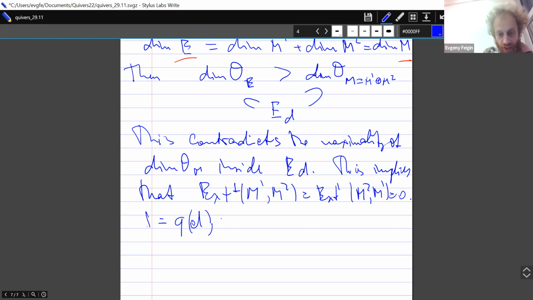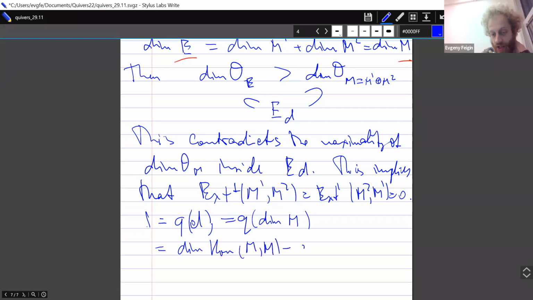So by definition, this is Q of the dimension of M, or this is the dimension of Hom(M, M) minus the dimension of Ext(M, M).